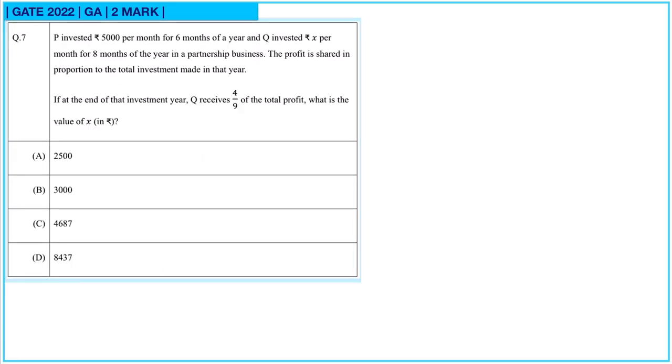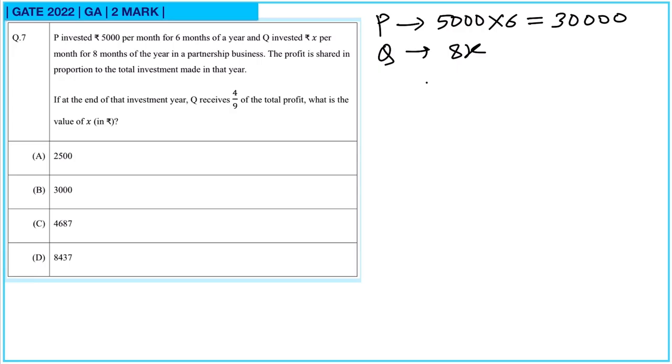Question 7. P invested 5,000 per month for 6 months of a year. So total investment of P will be 5,000 into 6, that is 30,000. And Q invested X per month for 8 months of the year in a partnership. So money invested by Q is 8 into X. The profit is shared in proportion to the total investment made that year.